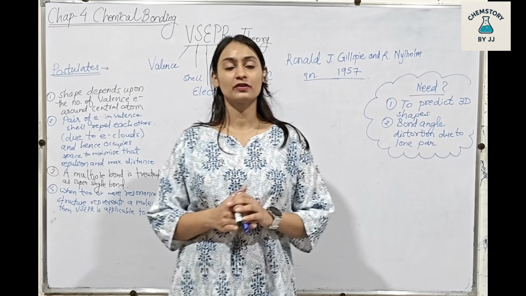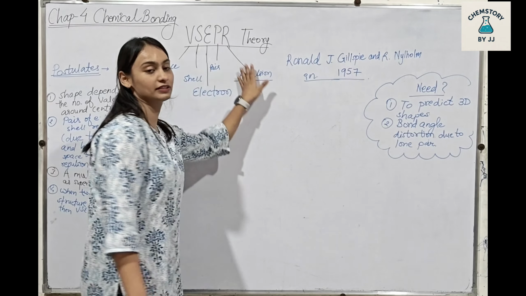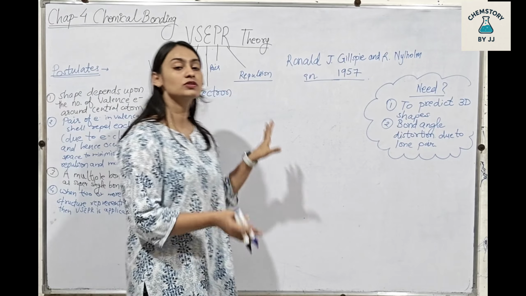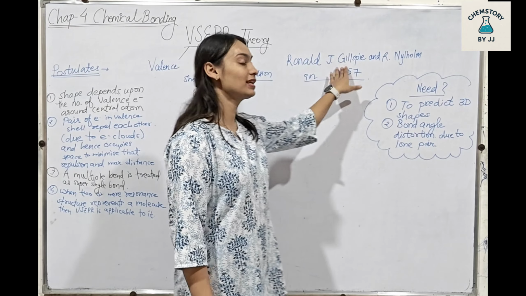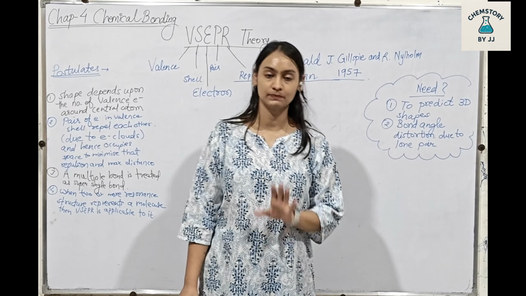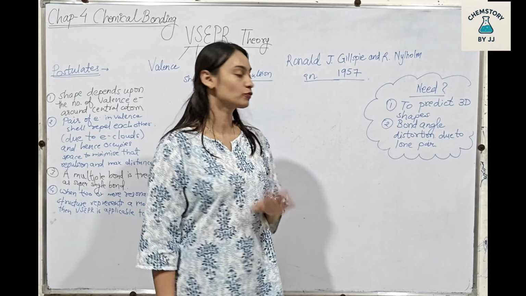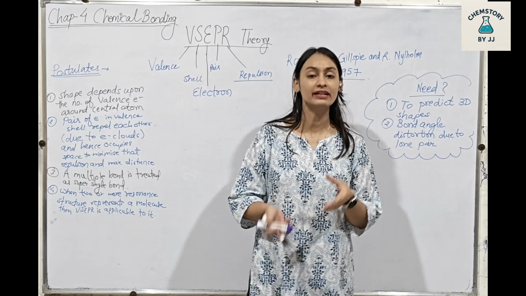Hello everyone, today we are going to start VSEPR theory, the full form of which is valence shell electron pair repulsion. This theory was given by Nyholm and Gillespie in 1957. What was the need of this? It has two uses. The first one, it is used to predict the 3D shape, right?